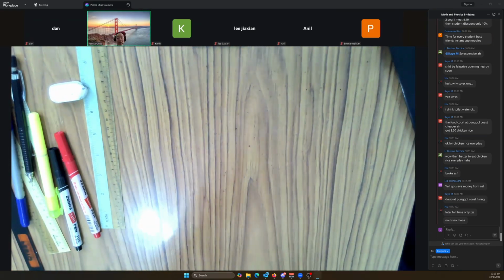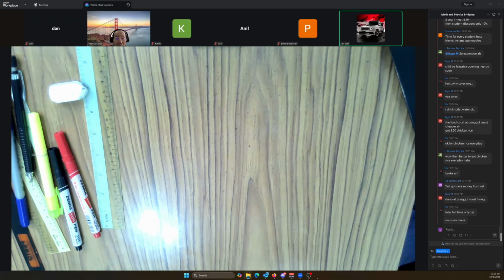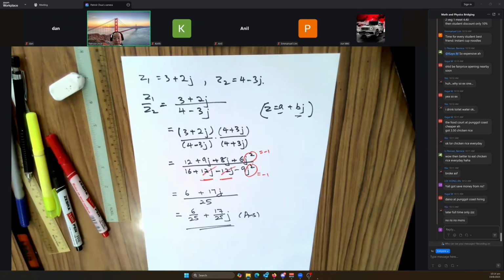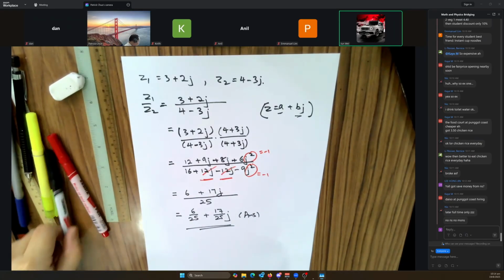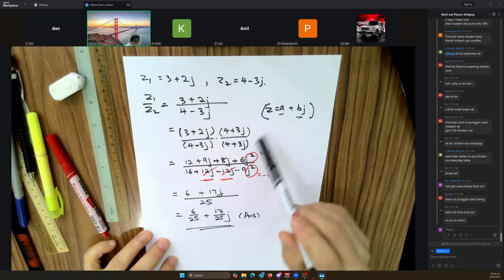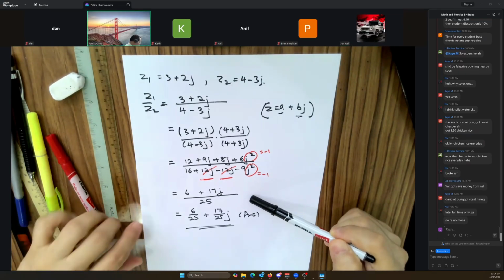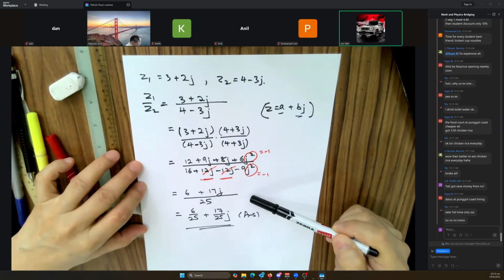Okay, let's go back to the screen. Professor, can you share the paper again? I just want to clarify. Can you go to the third column, third row, the one below? It's 12 plus 9j plus 8j plus 6, right?